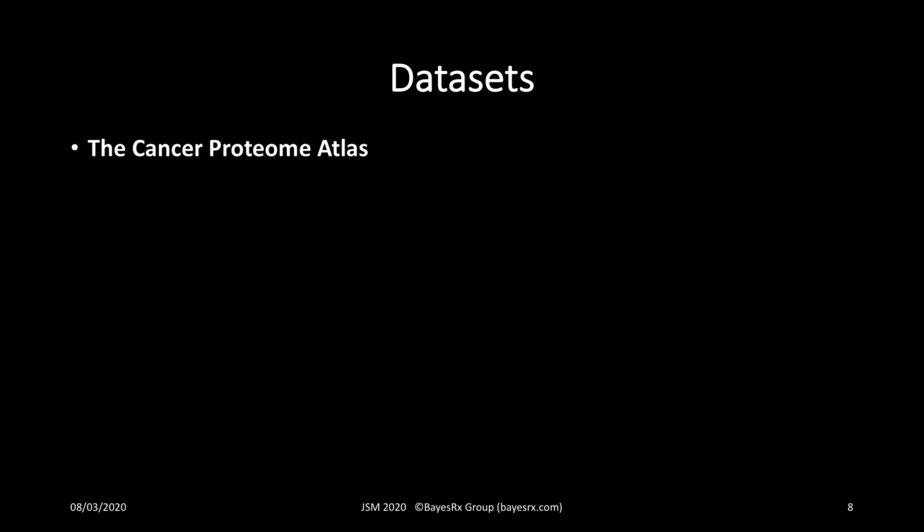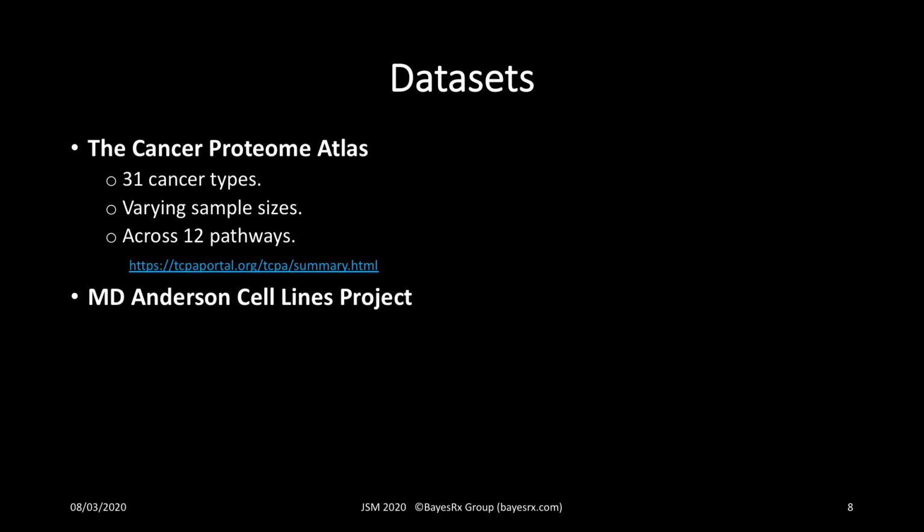Now we talk a little bit about the data sets that we have used. The patient data is taken from the Cancer Proteome Atlas, which has 31 different cancer types across varying sample sizes for 12 pathways. And the MD Anderson Cell Lines Project is a source from where we have taken the cell lines data, which has more than 650 cell lines and a large set of proteins.